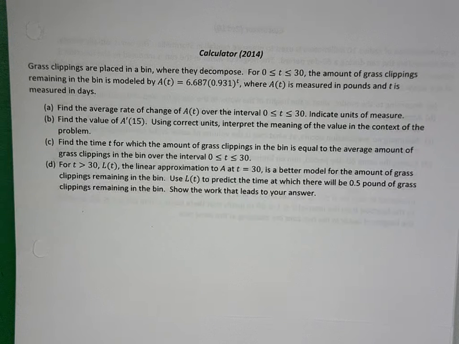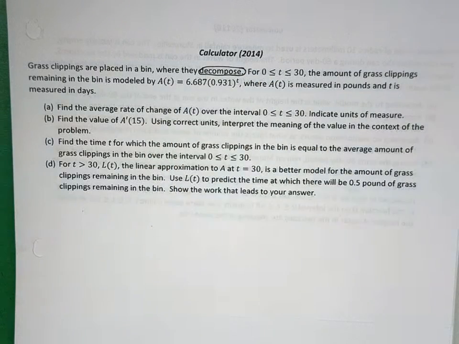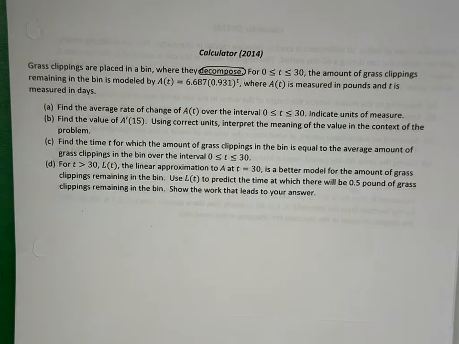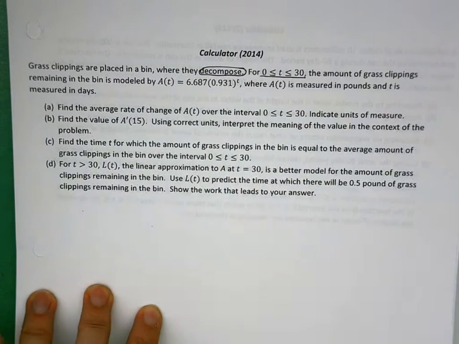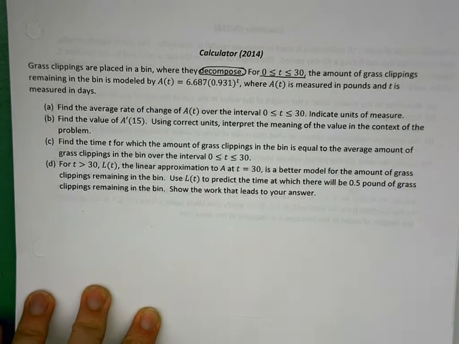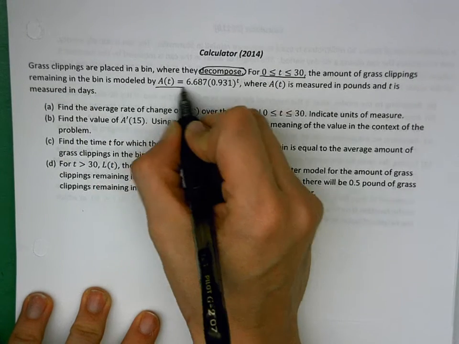Okay, so Calculator 2014 problem here reads, grass clippings are placed in a bin where they decompose. The fact that they are decomposing does to me communicate a negative idea. I may or may not know what the negative is, but again, decomposing is a negative directionality. We have a window for 0 to 30, so I'm not going to consider anything outside of that window. The amount of grass clippings remaining in the bin is modeled by this function.